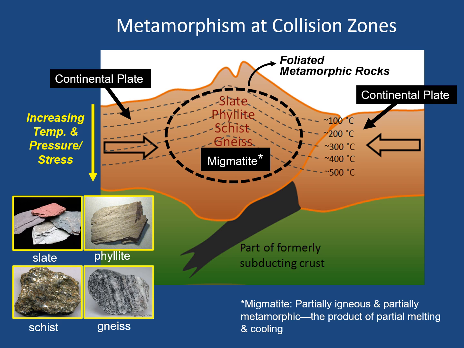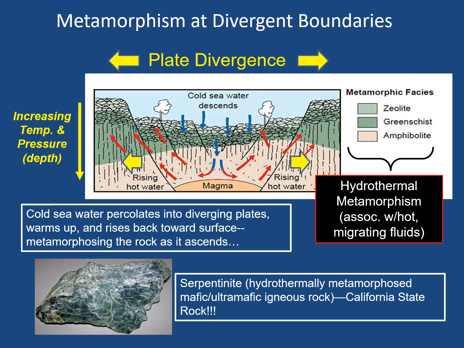We can also get metamorphism at collision zones. And in this case, we can get a whole host of foliated metamorphic rocks. And again, as depth and temperature increase, we may transform the rock from slate to phyllite to schist to gneiss. It's fair to say that most foliated metamorphic rocks occur at convergent boundaries, that is, subduction zones and also collision zones, but we also get metamorphism at divergent boundaries as well.